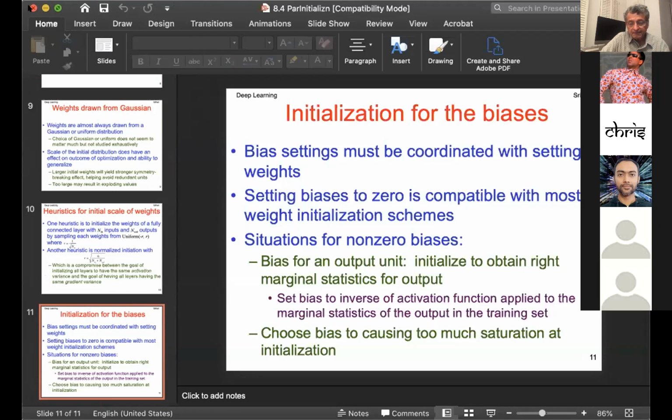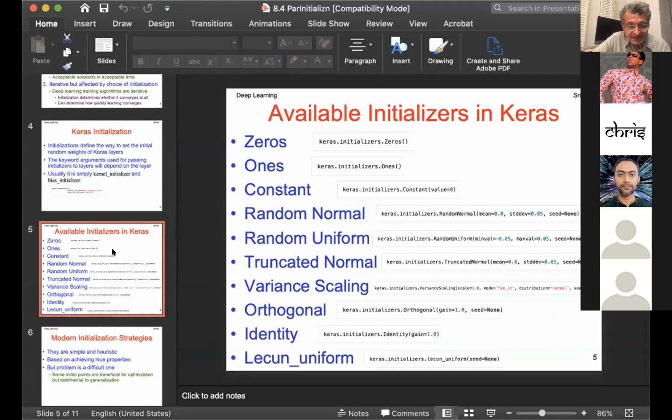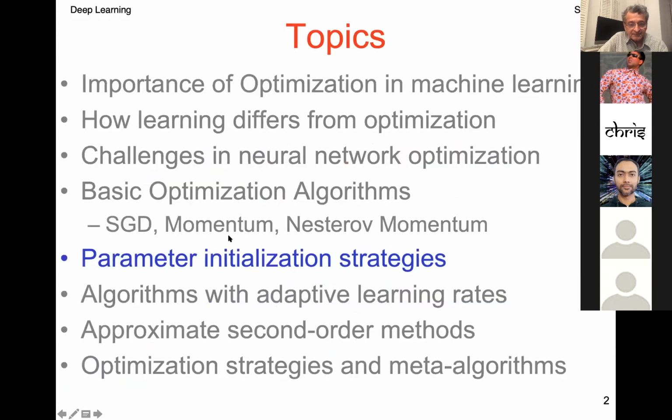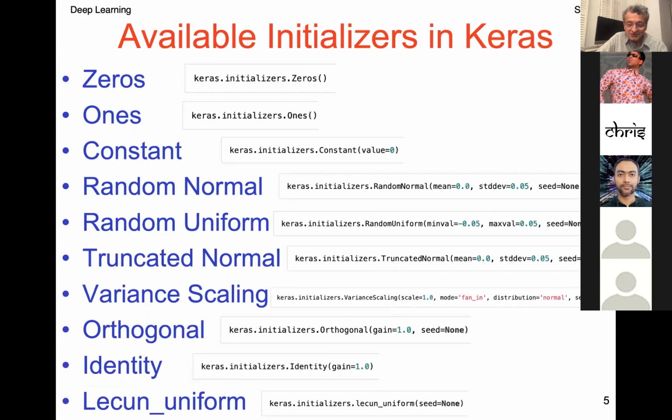Professor, how would we find out the best initializer for a particular problem? Available initializers in Keras, right? Zeros, ones, constant, random. Can you still see my slide? Yes, Professor. Okay. That's a good question. Let's see if we can try and answer that. So we have all these methods for initialization. Your question is, should I use zeros, ones, or constant, or random number, or Lecun uniform? They have all of these things here.